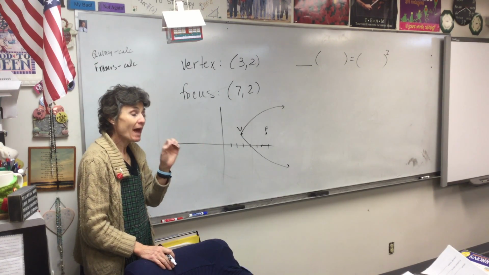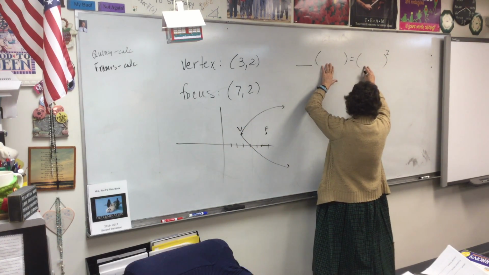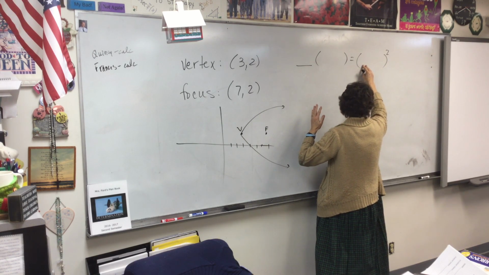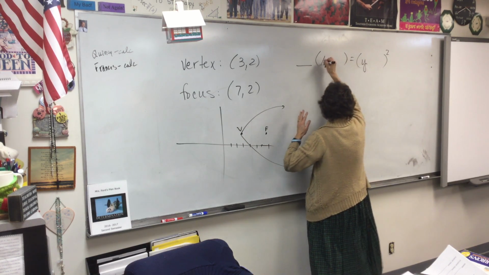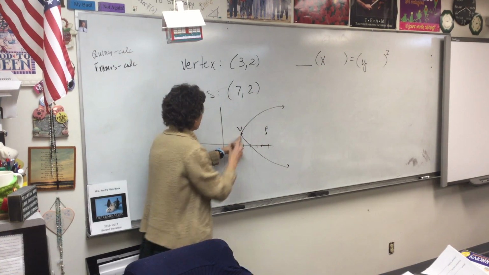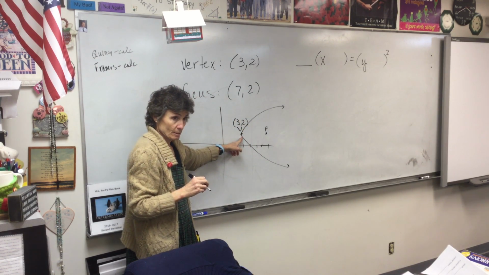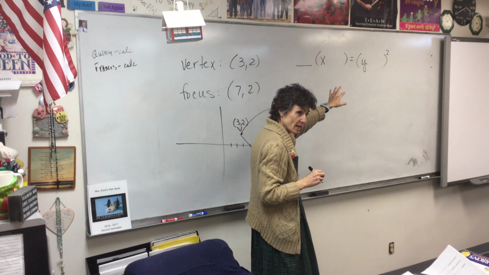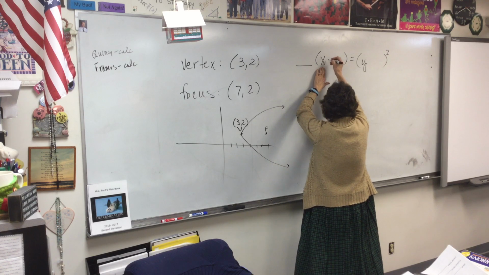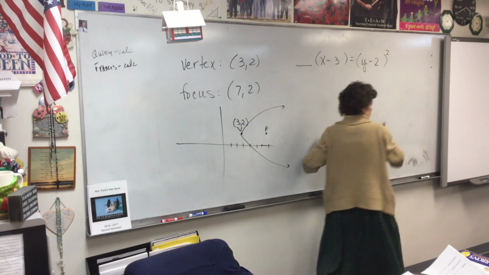Now, from that, you should be able to tell me which letters go in these parentheses. One of them isn't squared, one of them is. It opens to the right, so y is squared, x is not. We know the vertex is the point (3, 2), so that goes into the equation. Remember, the vertex goes in the equation, right? So that's going to be x minus 3, y minus 2.